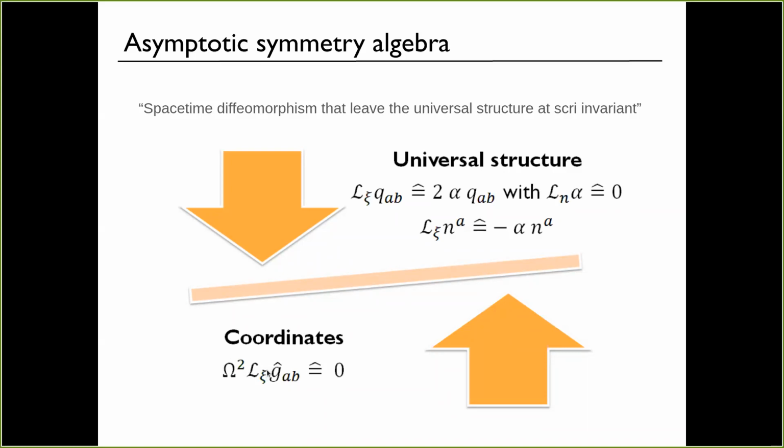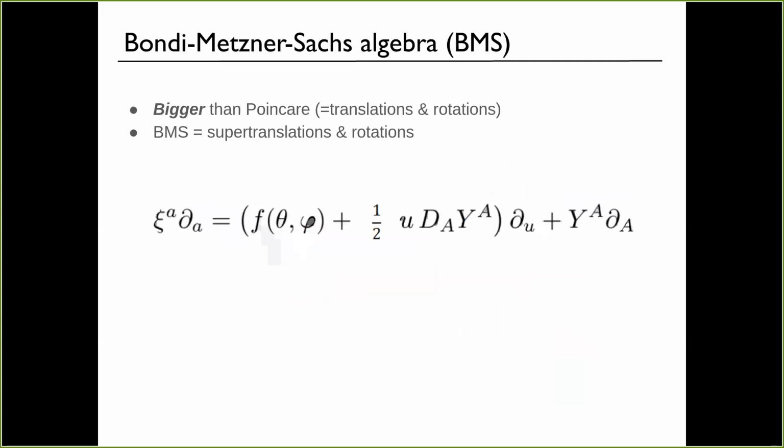Now, what is the asymptotic symmetry algebra for an asymptotically flat spacetime? Well, that turns out to be the Bondi-Metzner-Sachs algebra, also known as BMS for short. And this algebra is bigger than the Poincare algebra, which is the algebra of translations and rotations, including, of course, the boosts. But the BMS algebra is the combination of supertranslations and rotations.